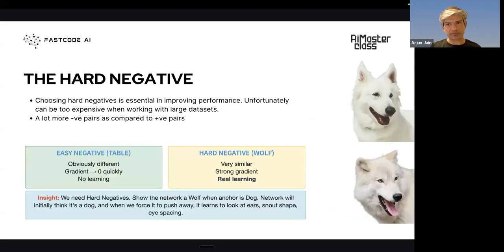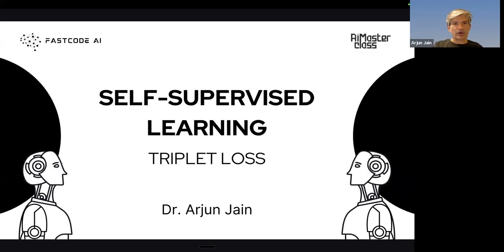So that's pretty simple. And we already spoke about this concept of hard negatives, but what you don't want to do is give it too hard a negative. And that's it for this concept.